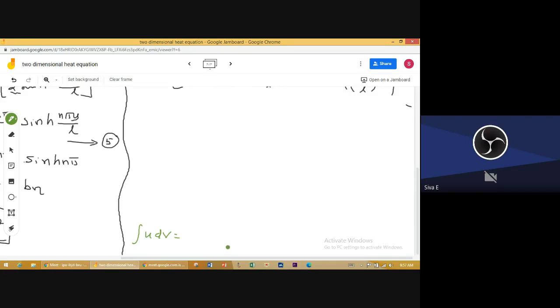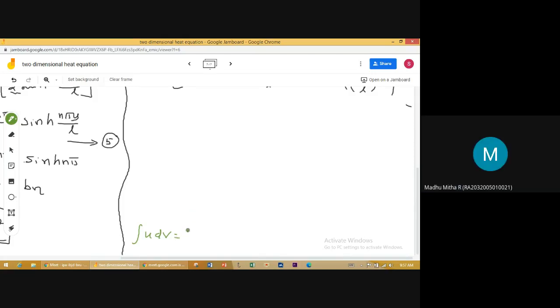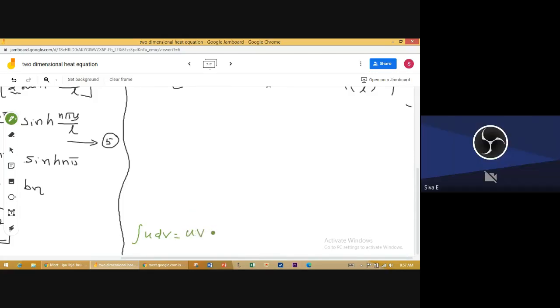Integral of u dv, Bernoulli's formula. It is in the book. uv dash, uv p dash won't come. It is uv minus u dash v1 plus u double dash v2 minus u triple dash v3 plus etc.